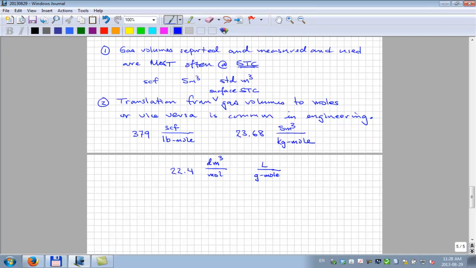So what I want you to now do, and I'll have to give you 2 numbers to do this, is do these calculations yourself, figure it out. Where does the 379 come from? Where does the 23.69, I never remember the number, whatever, and the 22.4 come from?